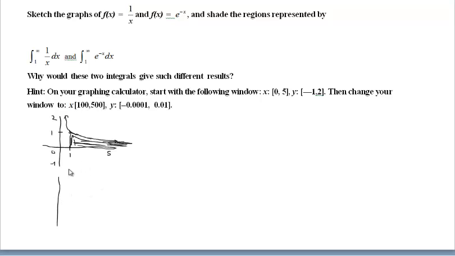So let me go ahead and remove this y-axis here. Now all you're going to see is the graph coming down something like this. And remember, we're at 100 to 500 along the x, and then the y-axis is really zoomed in here.